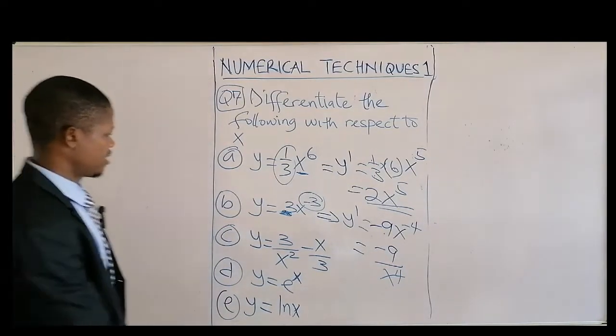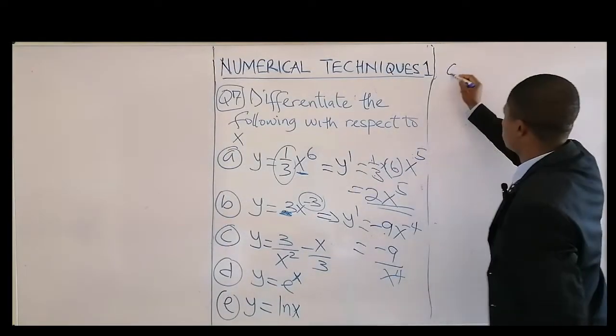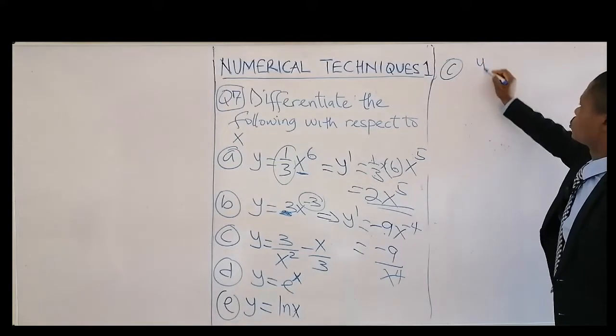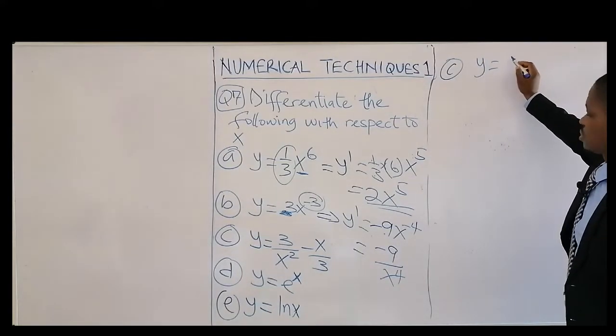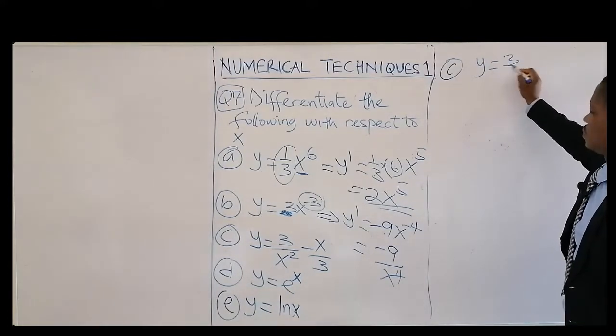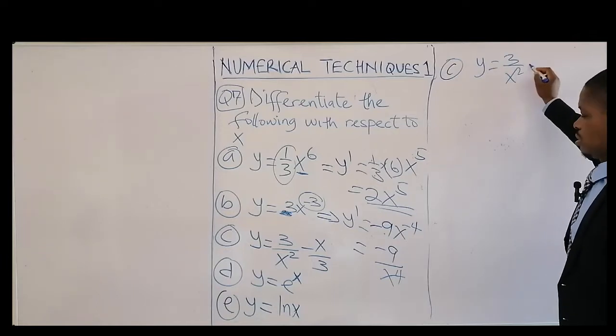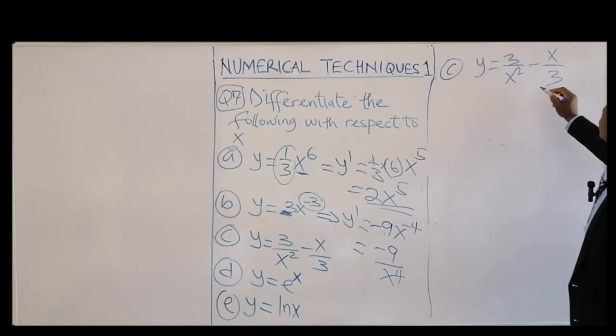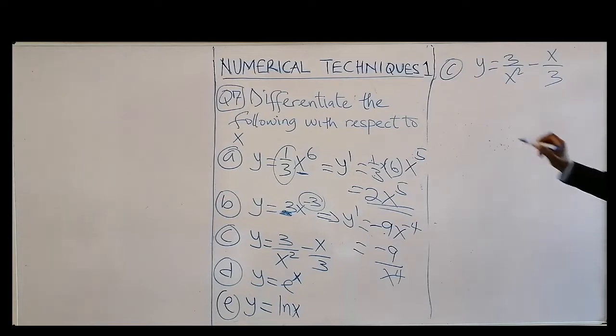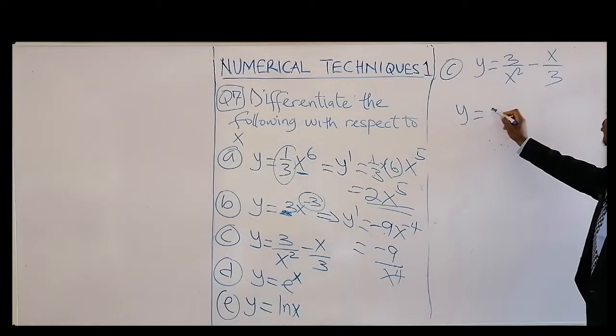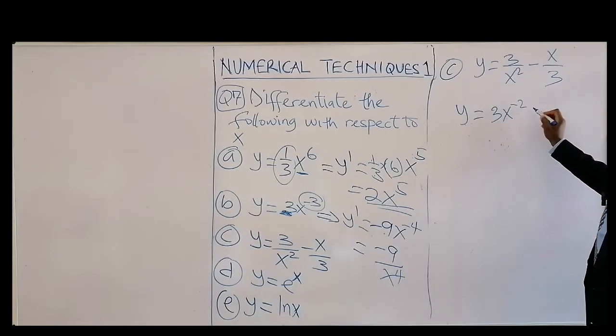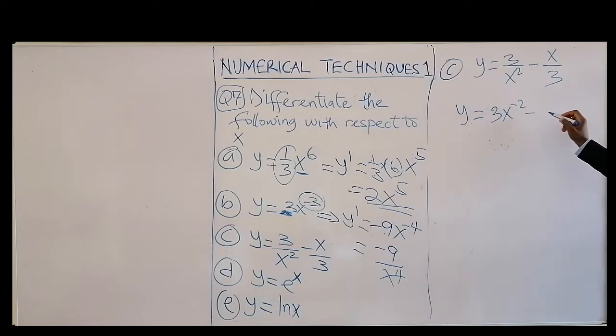Okay. Then the C part, we have y equal to 3 over x squared minus x over 3. Okay. So we need to do the algebra, which will be equal to 3x^-2 minus 1 over 3 x. So that's what we have now.